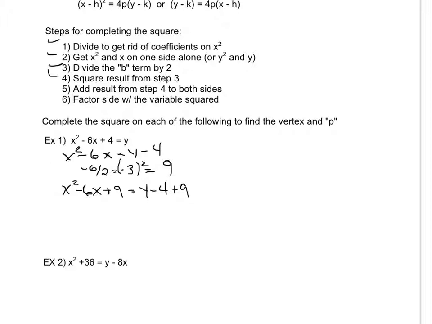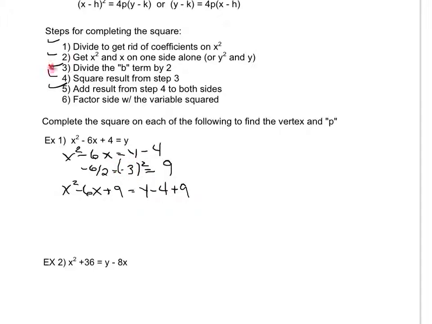Okay, now I want to factor the side with the variable squared. So if I ask myself what two numbers multiply to be positive 9 and add to be negative 6, it's negative 3 and negative 3. Notice that I have a negative 3 right here. It is always going to work out that this number is going to reappear.